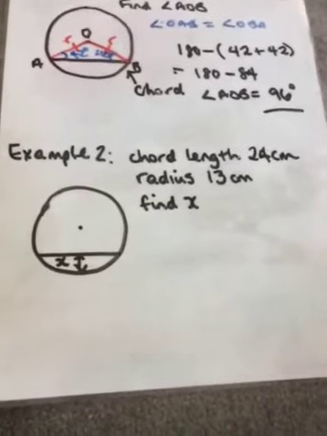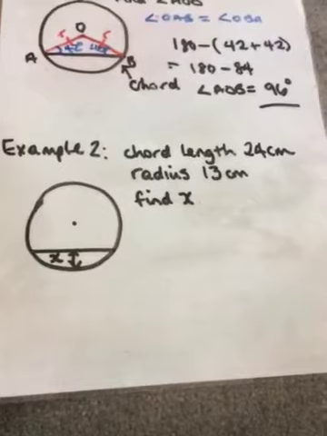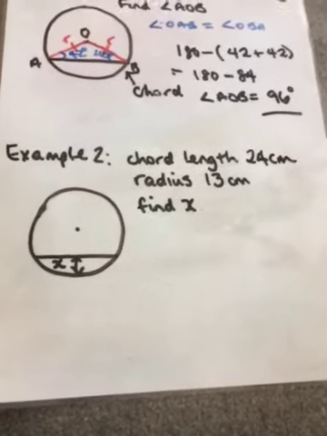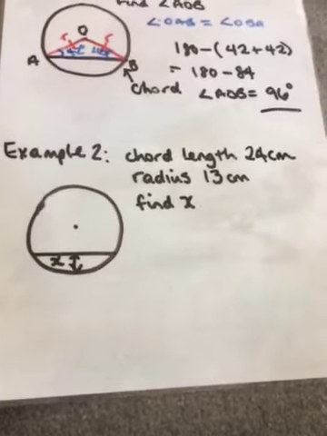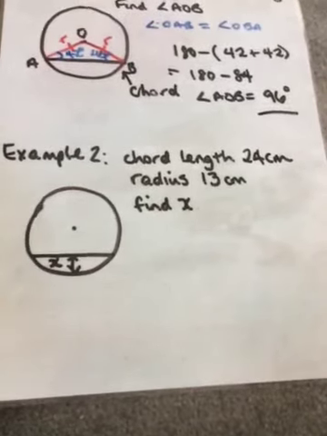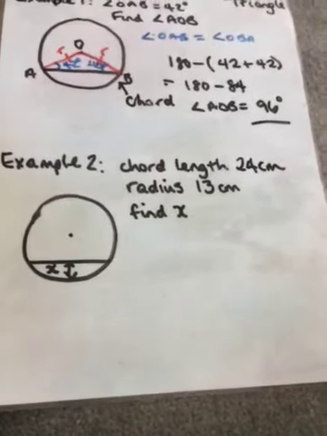To make it a little bit trickier, we're going to move it up and start thinking about using Pythagoras, or you could perhaps use SOHCAHTOA if you were given an angle. In this particular one, it's giving us some information and it's asking us to find x, which is kind of like the depth of the space between the chord and the circumference.